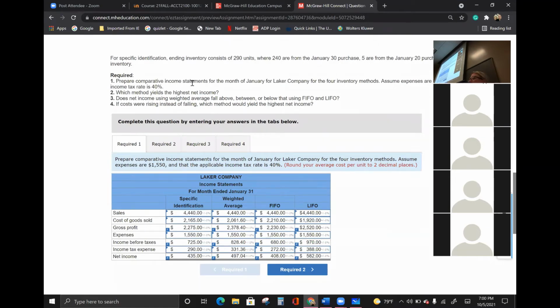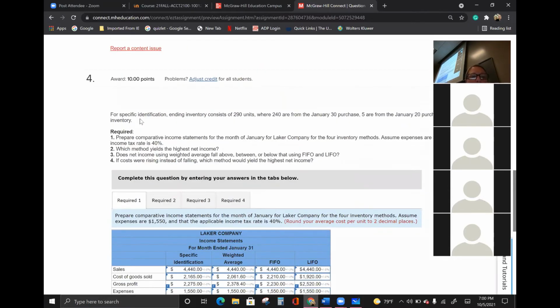All right, so the second part, the next question, the continuation, and you're going to bring that information and put it into your income statement. I think it should be set up to be the same. It is. Okay, I just wanted to make sure we weren't dealing with new numbers. So we want to compare the income statement for the month of January.